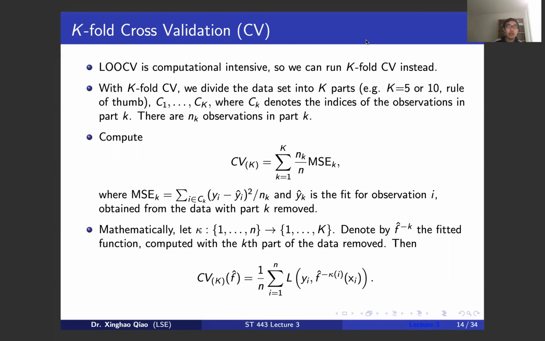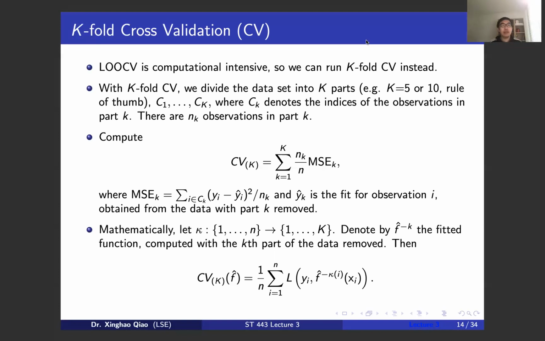Secondly, if you repeat the procedure many times, the result will be very unstable. That's because every time the random split will give you very different results, and because you only use half of the information from the data. So if you repeat the procedure many times, the result is highly variable.